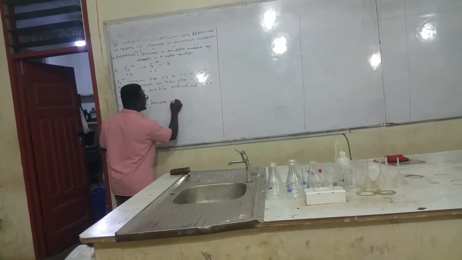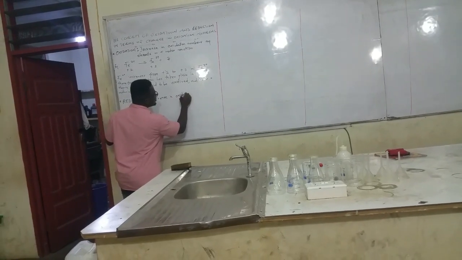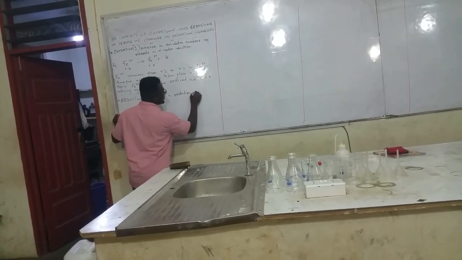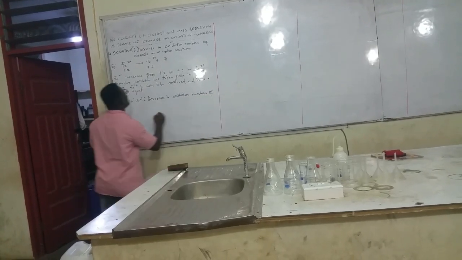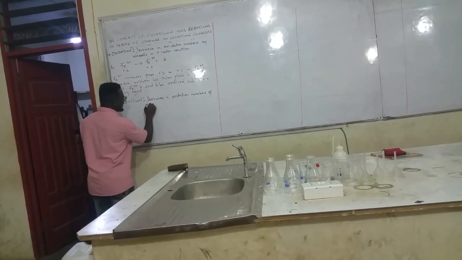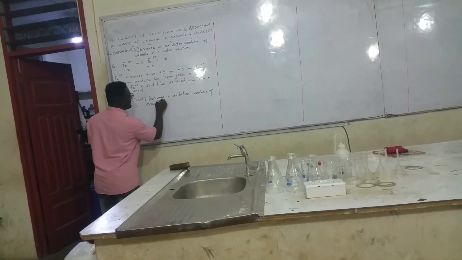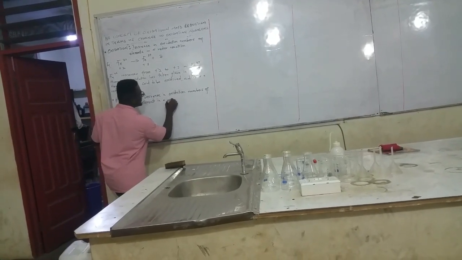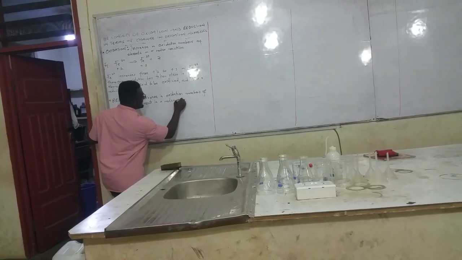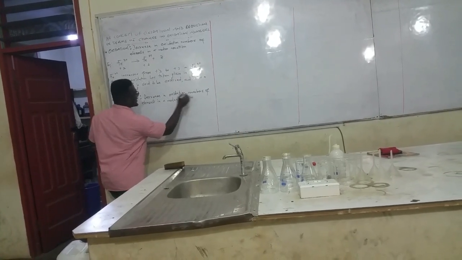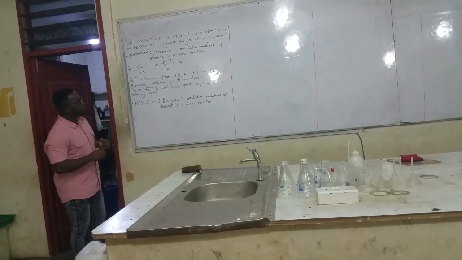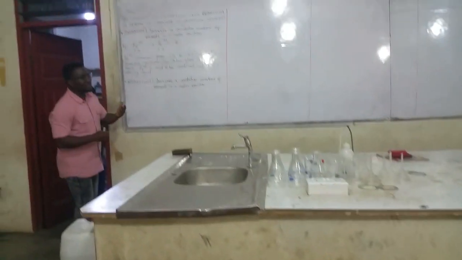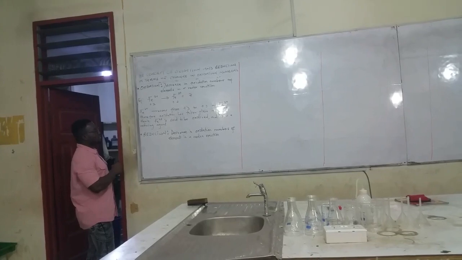Decrease in oxidation numbers of elements in a redox reaction. Decrease. Now, decrease in oxidation numbers. So we are going to look at a decrease in an oxidation number.